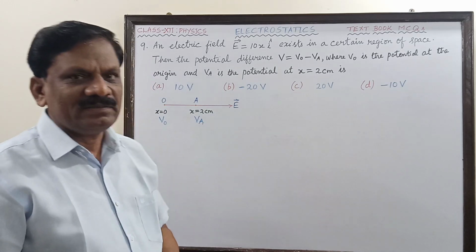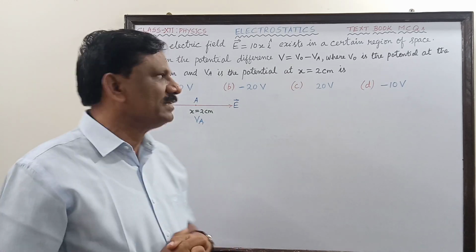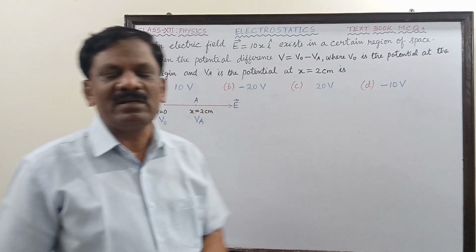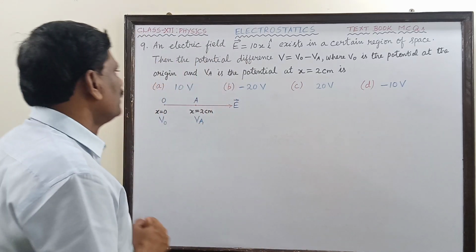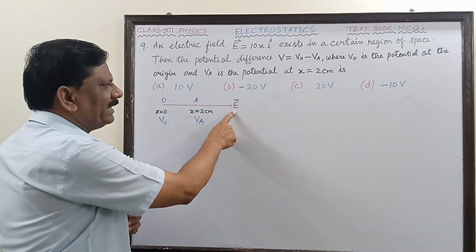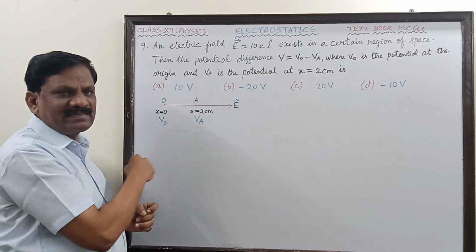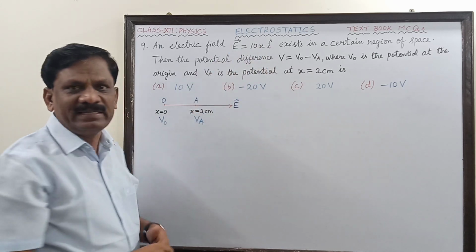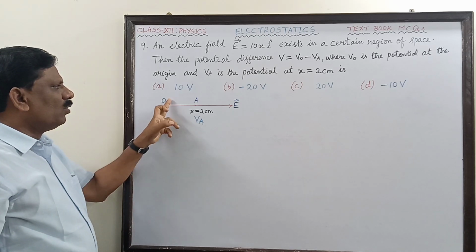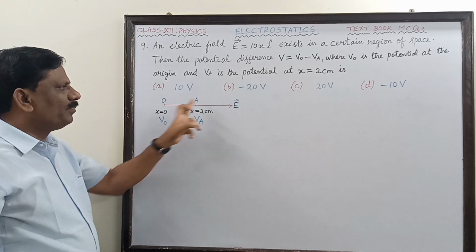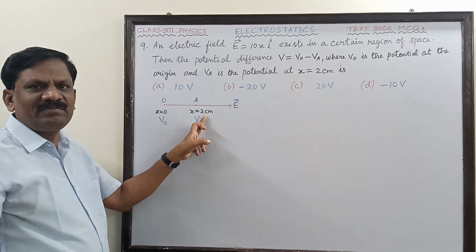Now first of all, the clue for this is whether the potential will be either positive or negative. The clue I will give you. The direction of the electric field is along the x-axis, so 10x times i cap. Now the point O is at the origin and the point A is at a distance of 2 centimeter from the origin.